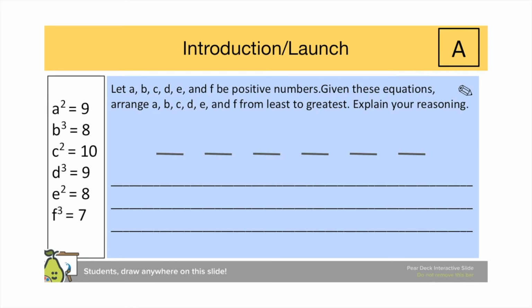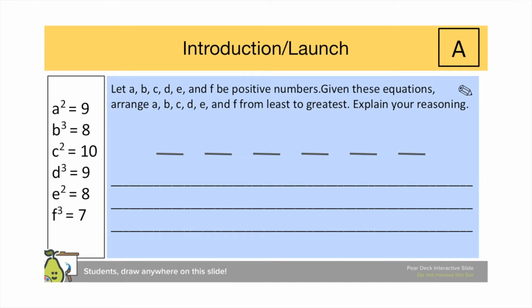For the introduction, students are asked to let A, B, C, D, E, and F be positive numbers. Given the equations on the left-hand side, arrange A, B, C, D, E, and F from least to greatest, and explain your reasoning. To support students with disabilities, I provided 6 spaces so they can arrange the letters from least to greatest, and a place for them to explain their reasoning.